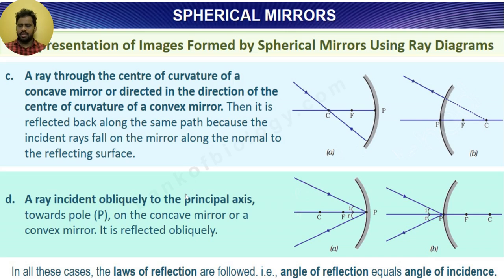Now, the last rule is a ray incident obliquely to the principal axis towards the pole on the concave mirror or a convex mirror is reflected obliquely. Means the angle i and the angle r will both be equal. The ray of light is oblique at some angle to the principal axis towards the pole of the concave mirror or convex mirror. It is reflected obliquely similarly. In all these three cases, the laws of reflection are followed. Angle of reflection equals angle of incidence.